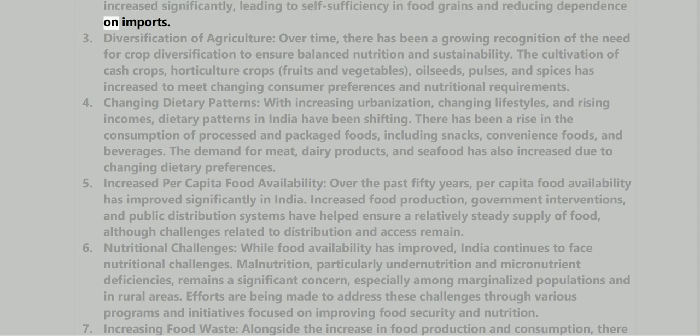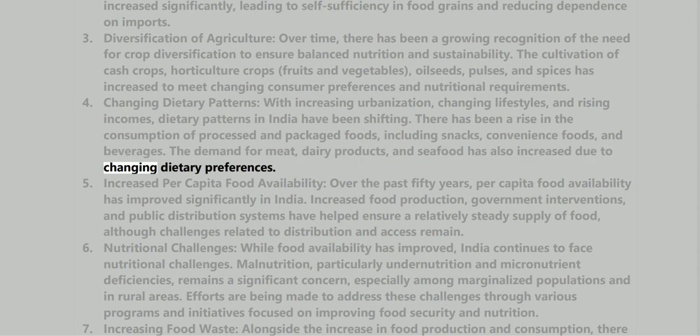3. Diversification of agriculture. Over time, there has been a growing recognition of the need for crop diversification to ensure balanced nutrition and sustainability. The cultivation of cash crops, horticulture crops, fruits and vegetables, oilseeds, pulses, and spices has increased to meet changing consumer preferences and nutritional requirements. 4. Changing dietary patterns. With increasing urbanization, changing lifestyles, and rising incomes, dietary patterns in India have been shifting. There has been a rise in the consumption of processed and packaged foods, including snacks, convenience foods, and beverages. The demand for meat, dairy products, and seafood has also increased due to changing preferences.